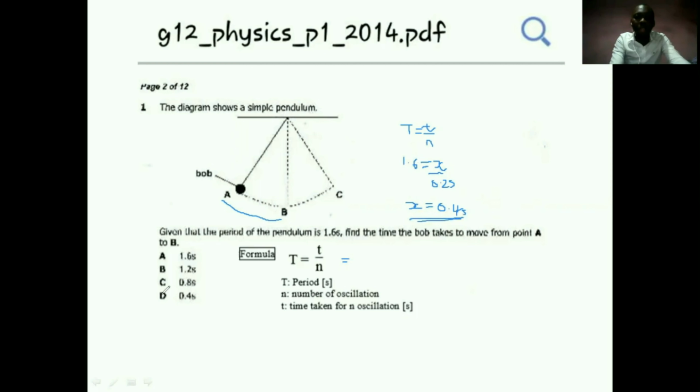Meaning our answer is D. So question 1, the answer is D.